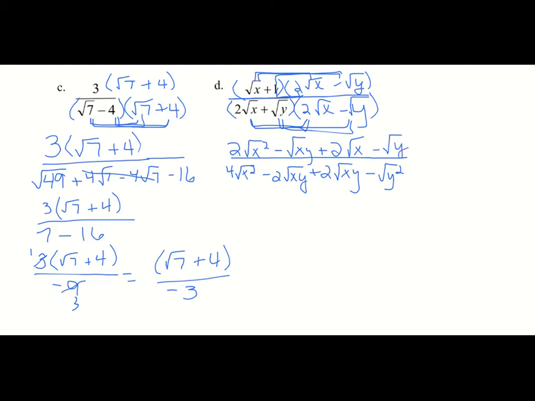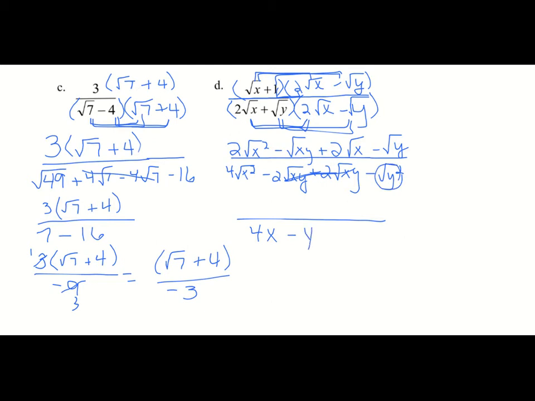So now on the bottom, when I simplify, my middle two terms cancel out. So I'm going to end up with 4, and then the square root of x squared is x, and then the square root of y squared is y. So 4x minus y, got rid of all my radicals.